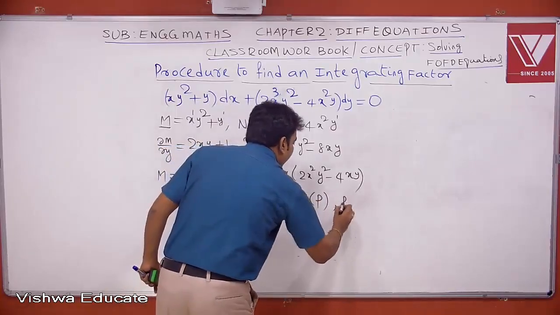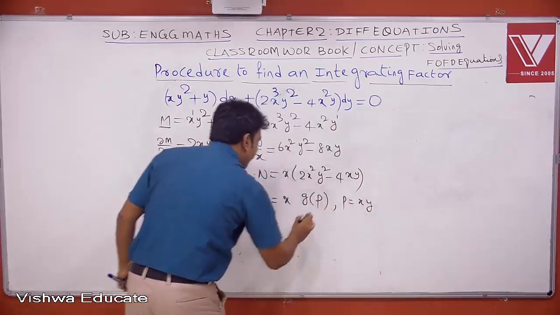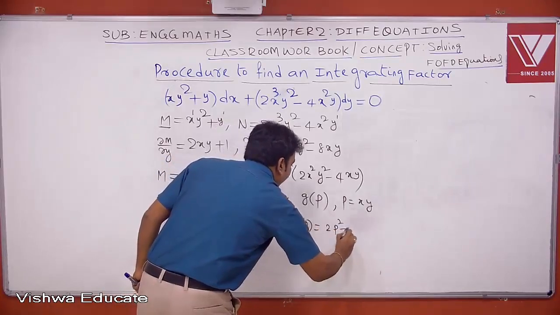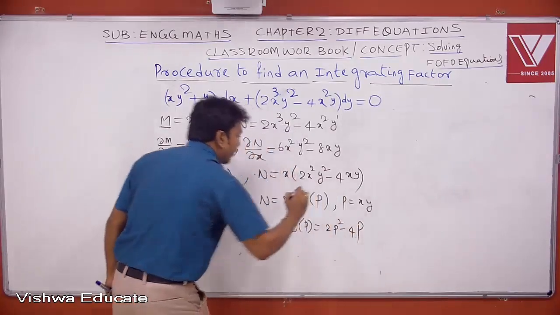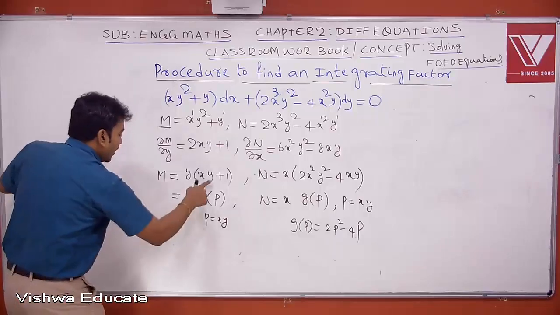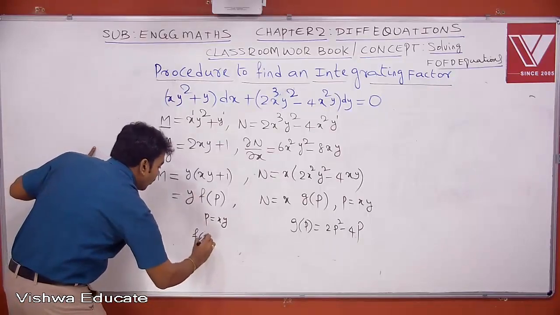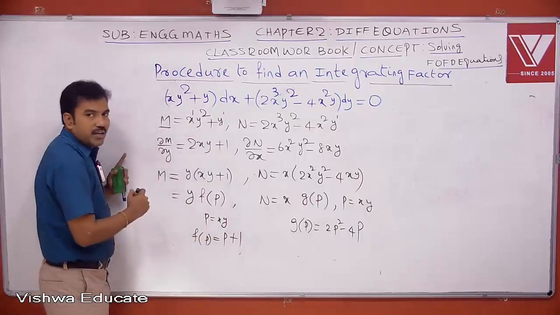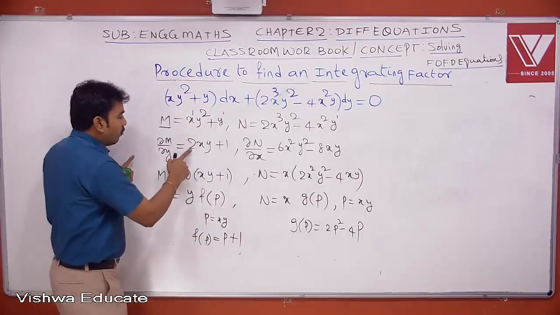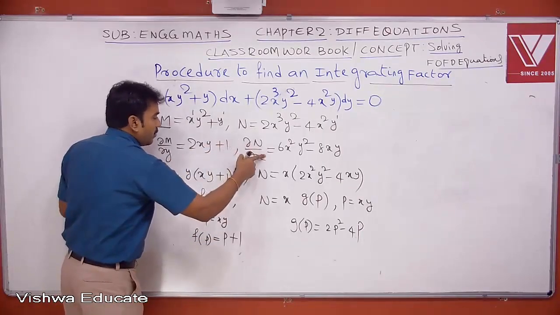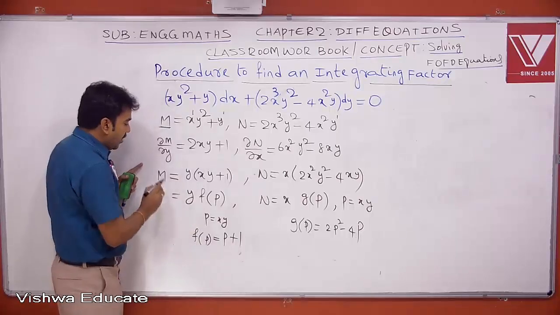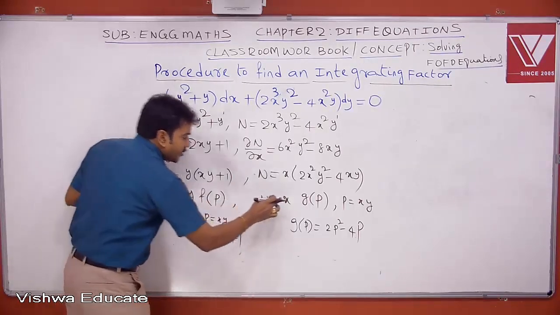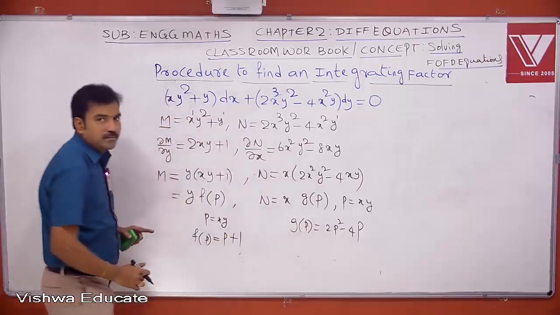So what is p here? xy. That means in this case g of p equal to 2p square minus 4p, a function in the single variable p. Now here this f of p equal to p plus 1, a function in the single variable p, but p is xy. Therefore dou m by dou y and dou n by dou x are different quantities, and m is in the form y into f of xy and n is in the form x into g of xy.